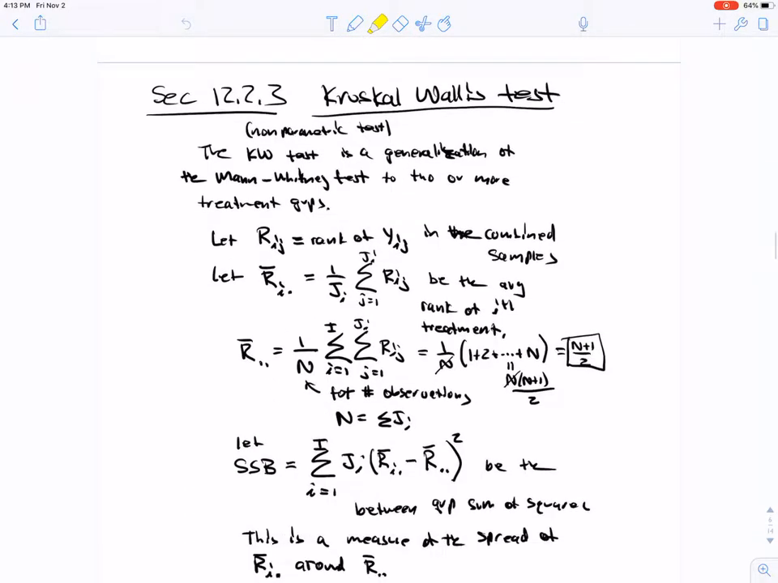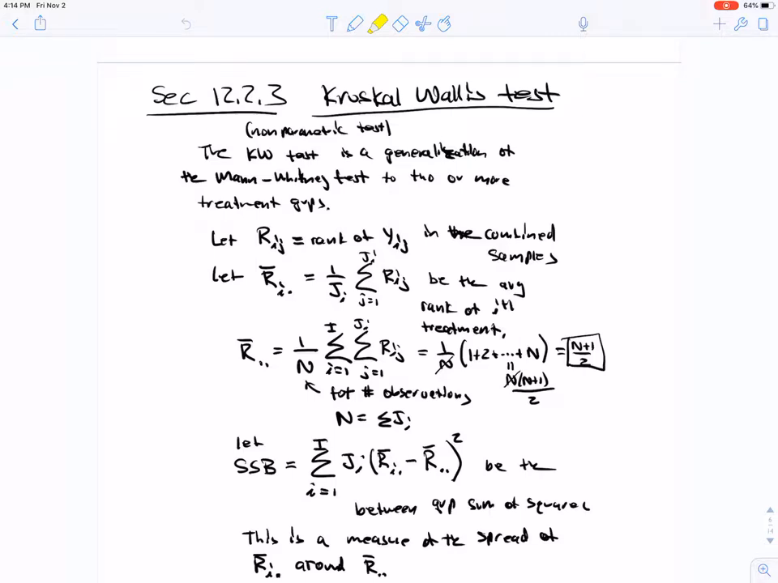So next we do the Kruskal-Wallis test, which is a non-parametric test. It is a generalization of the Mann-Whitney test to two or more treatment groups. Remember, the Mann-Whitney test is a test for unpaired data. It's a non-parametric version of an unpaired t-test, right? So here we have the non-parametric version for independent treatment groups. And so R_ij is the rank of Y_ij in the combined sample. So you combine all of your treatment groups and you're just ranking all of the observations.